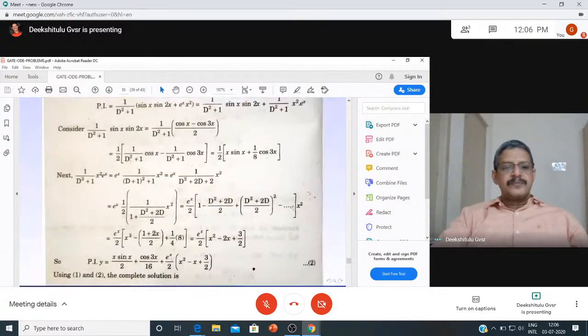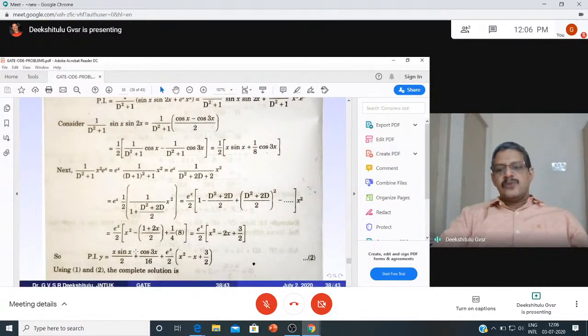So the first step is x square, minus (D square plus 2D) by 2 on x square, plus (D square plus 2D) whole square by 4 on x square. So we need not consider these things if up to this term is enough. So this is what the solution is.